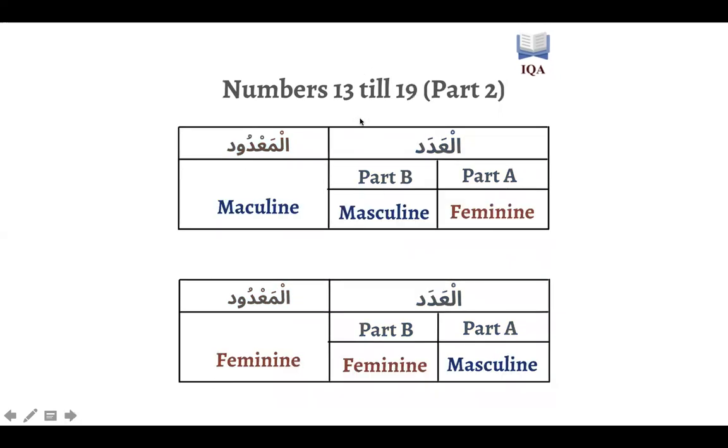Then we have examples for numbers 13 until 19. So here the ma'dud, if it's masculine, part A is going to be feminine, the opposite gender, but part B is going to agree with it. And here, if this is feminine, then part A is going to be the opposite gender, but part B is going to agree with it. So that's for numbers 13 to 19.